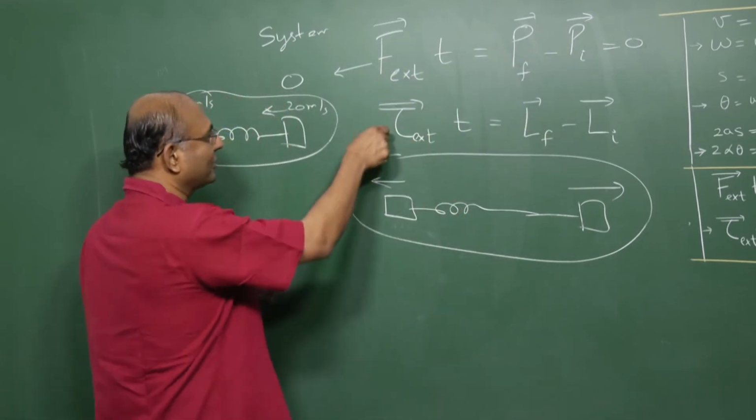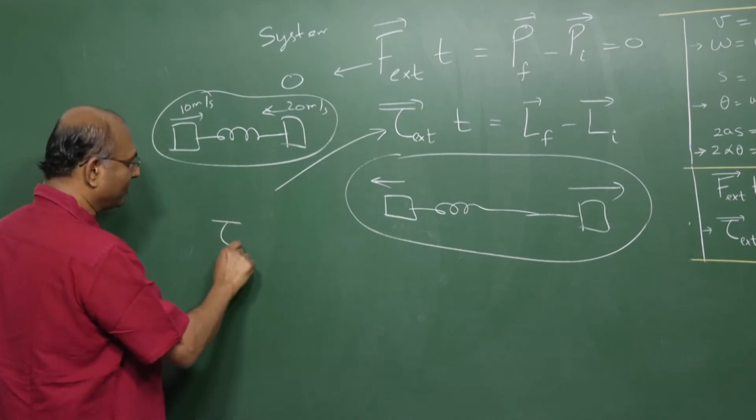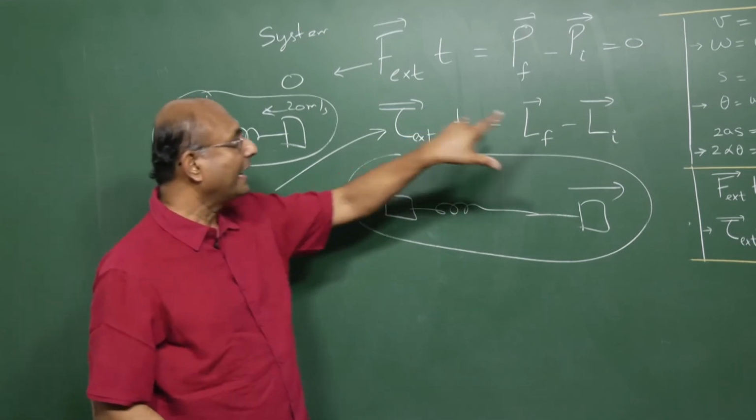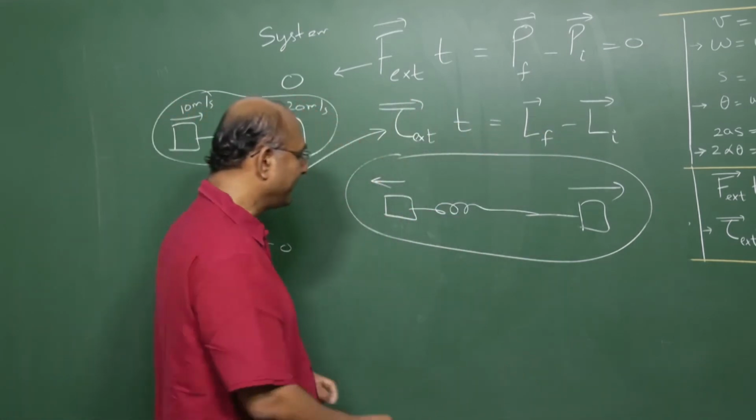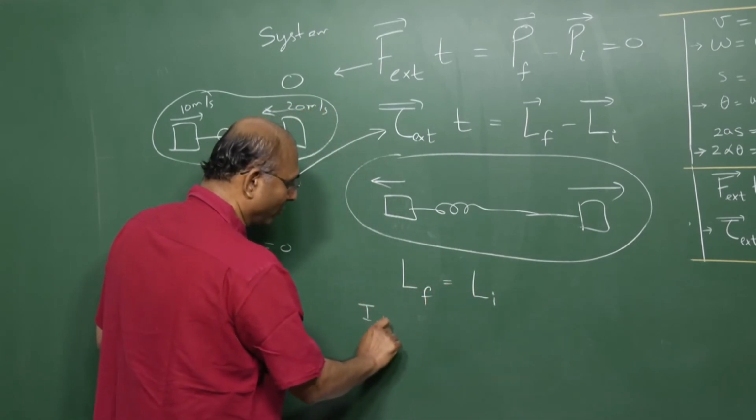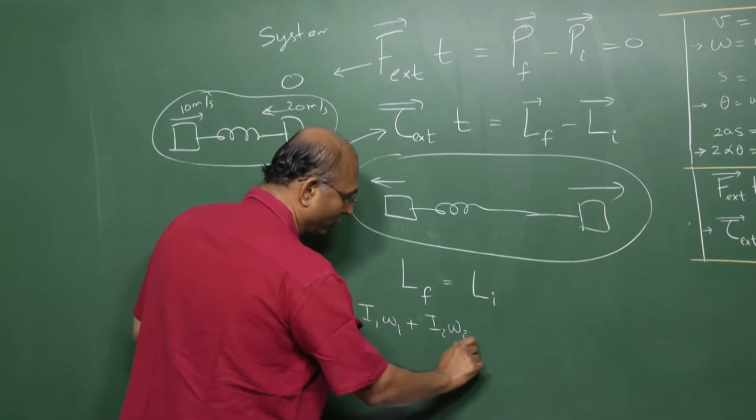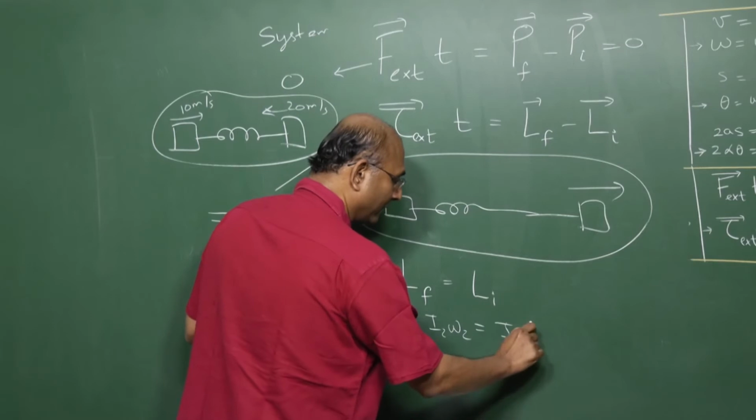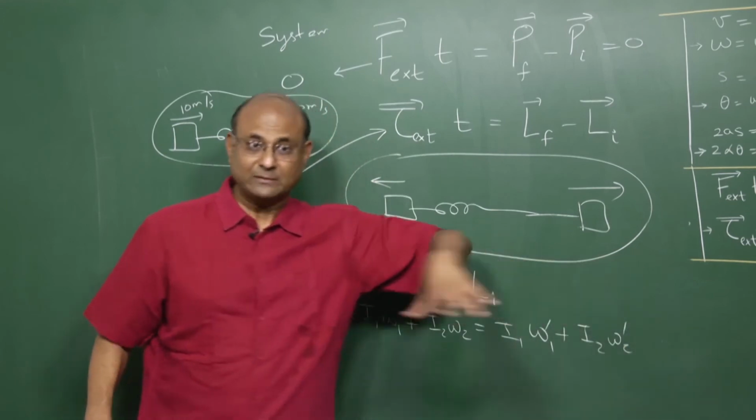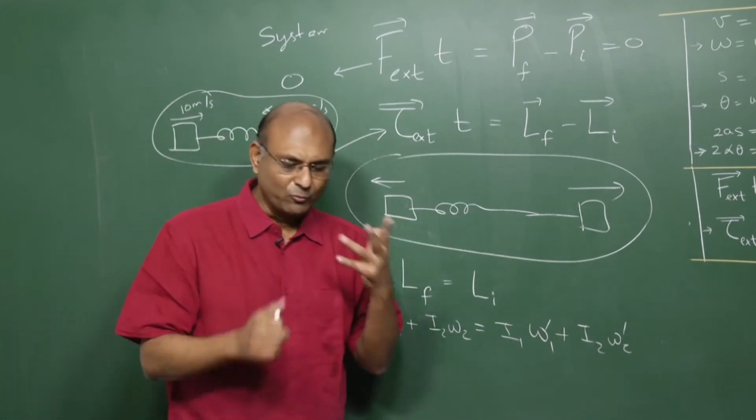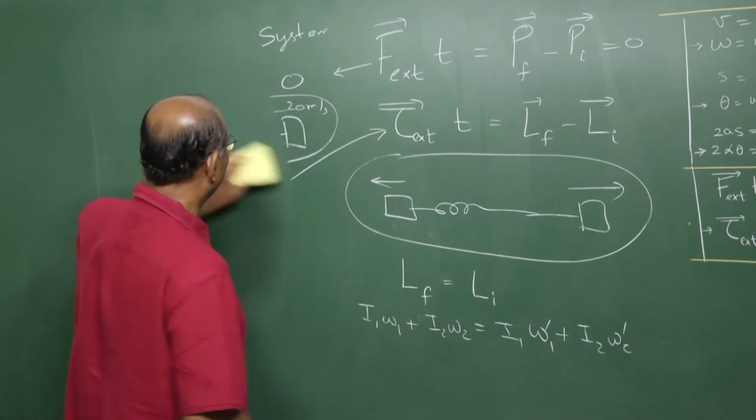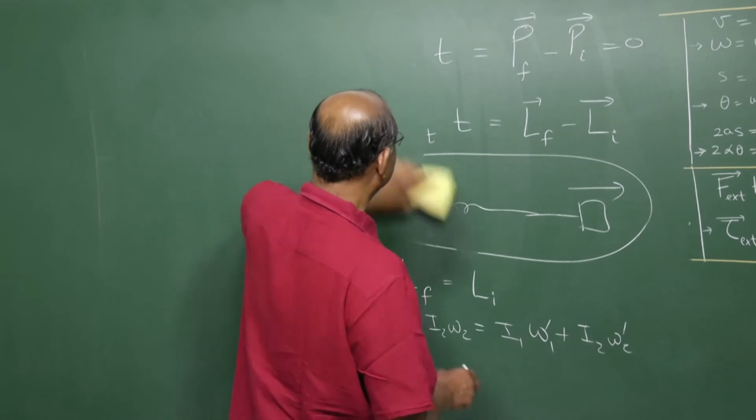Now, if you take the same idea for torque, this says that if the external torque is 0, there's no external torque, then angular momentum is conserved, which means angular momentum final must be equal to angular momentum initial, which means I1 omega 1 plus I2 omega 2 must be I1 omega 1 dash plus I2 omega 2 dash. Dash is the final values of these fellows, assuming that they are moving with the same axis, we're bringing them together and so on. Let us do one question and then we will start to look at other kinds of questions soon.